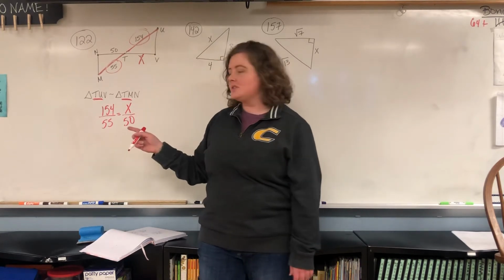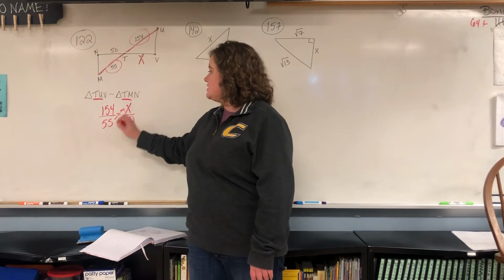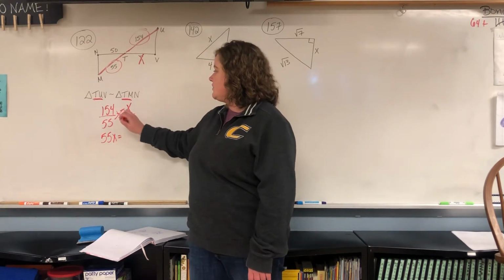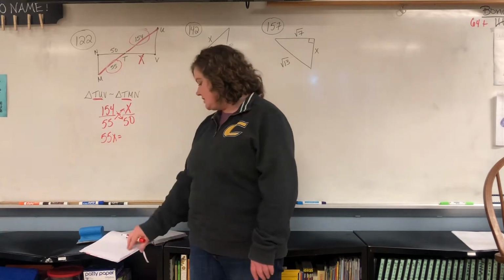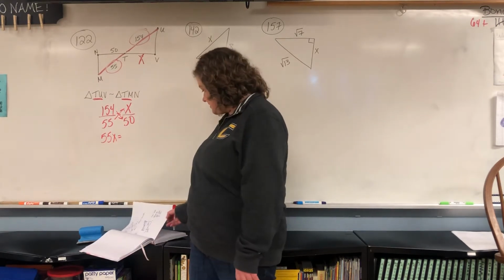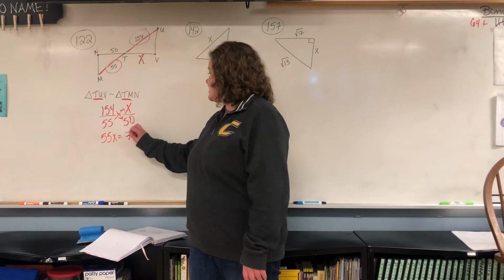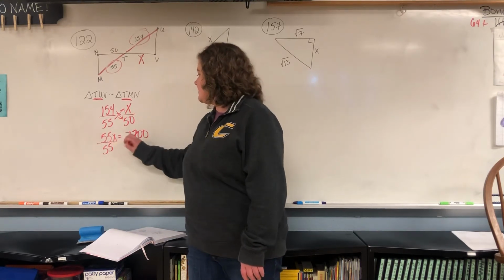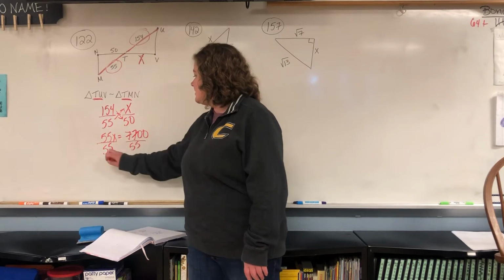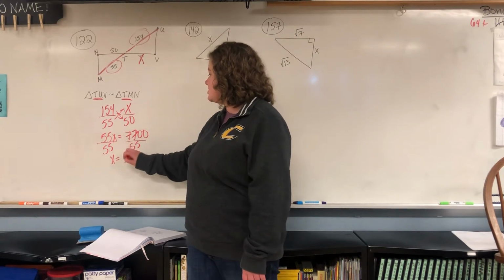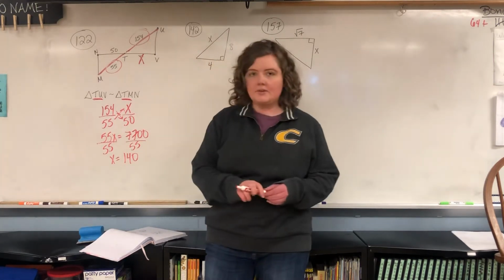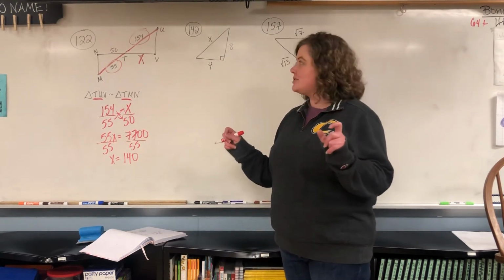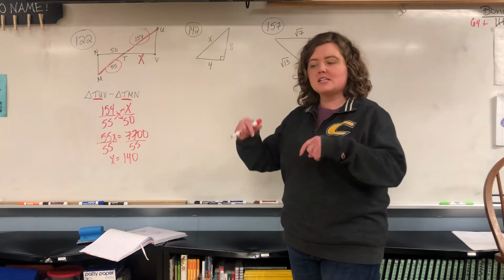Type 1 proportion, so now you can just cross multiply. So 55 times X is 55X. 154 times 50, don't remember off the top of my head, is 7,700. Then we're going to divide by 55. And when you divide those, you get X equals 140. Okay? So, just pay attention to the letters. That's why they give them to you, so that you can figure out which ones go together and you can set up your proportion.